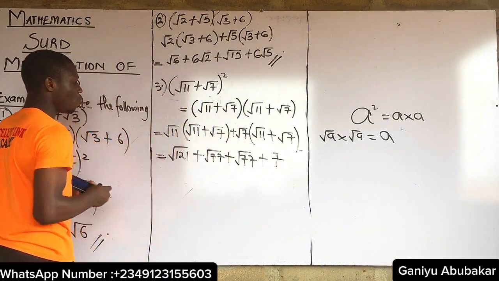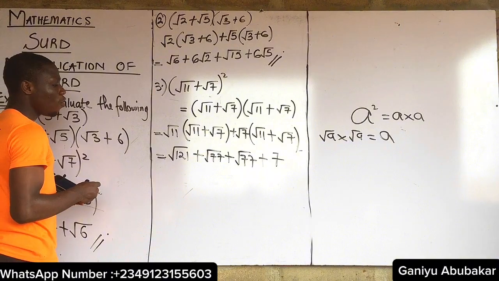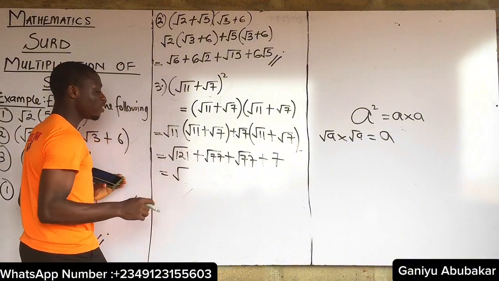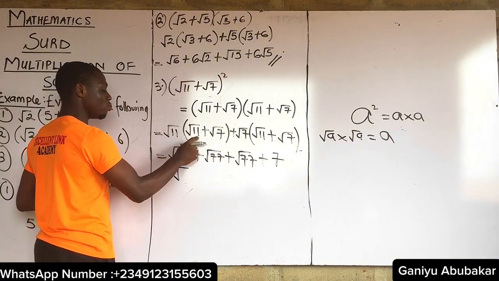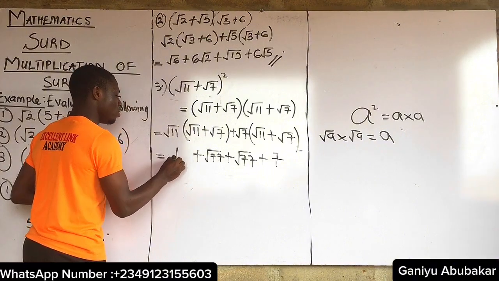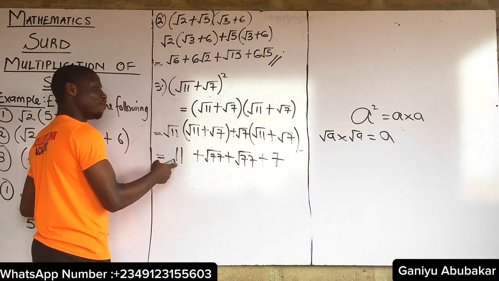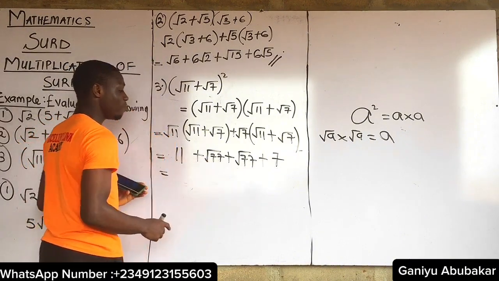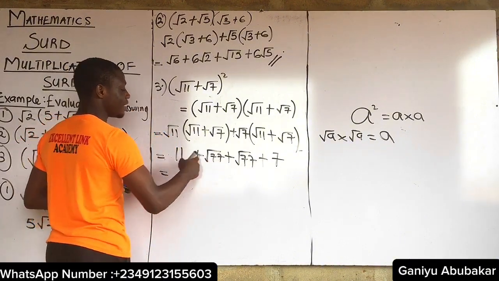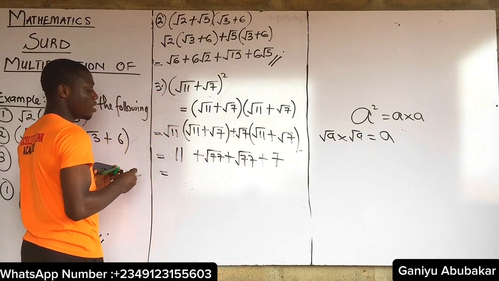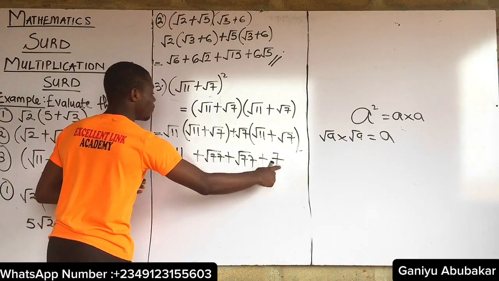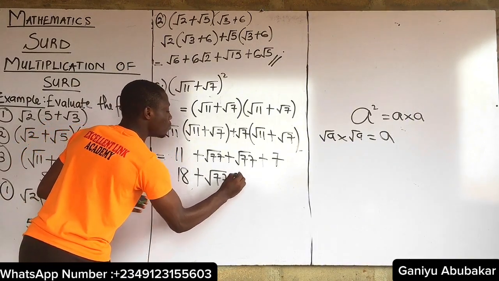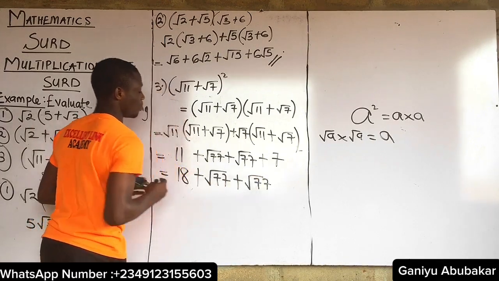All right, at this point here, what's your next task? Of course, from here now, I can see that again I'm seeing root 11 times root 11. That will give just 11. Instead of wasting my time, that will give 11. So at this point here, I'm seeing 11 and I'm seeing 7. These are whole numbers, 7 and 11, so I can combine them together, right? If I combine 11 plus 7, I'll have 18. So I'll have 18 plus root 77 plus root 77.